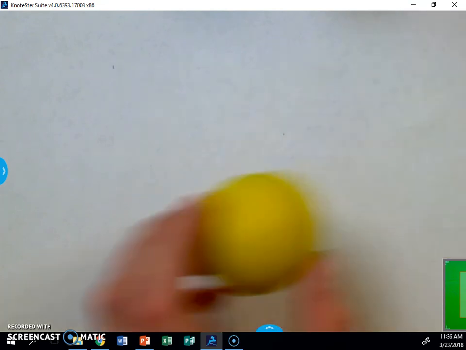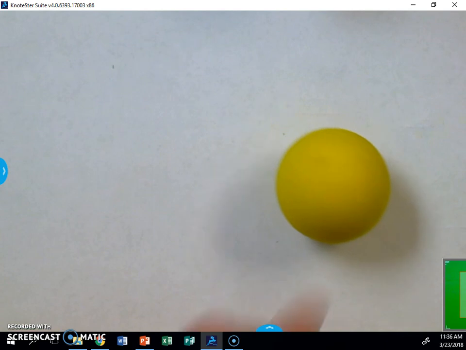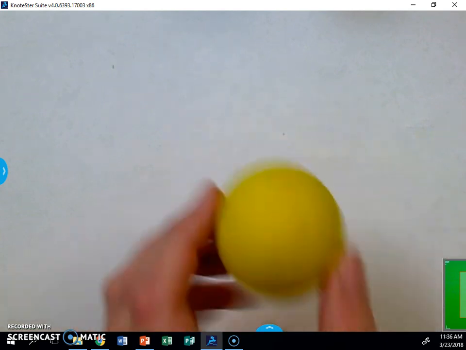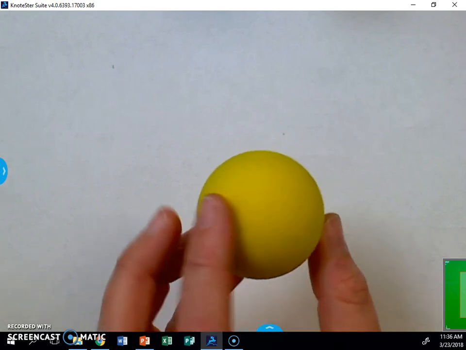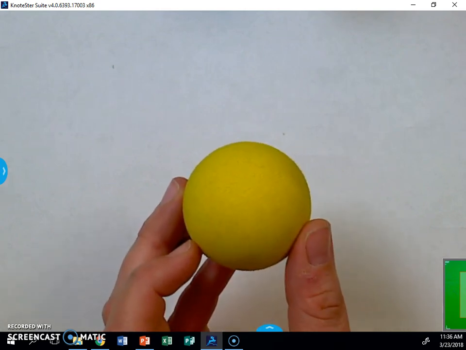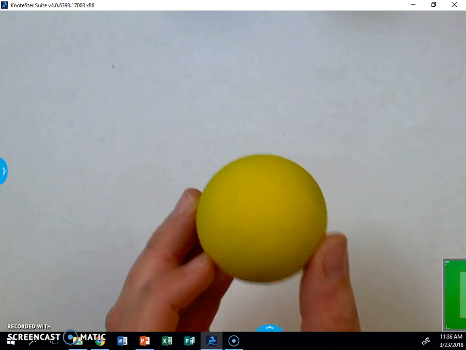The last shape I'm going to talk about today is a sphere. A sphere is just like a ball. A sphere is a completely curved surface, so it has 0 faces, 0 edges, and 0 vertices. These are the three-dimensional basic shapes that your child will need to know in 2nd grade.